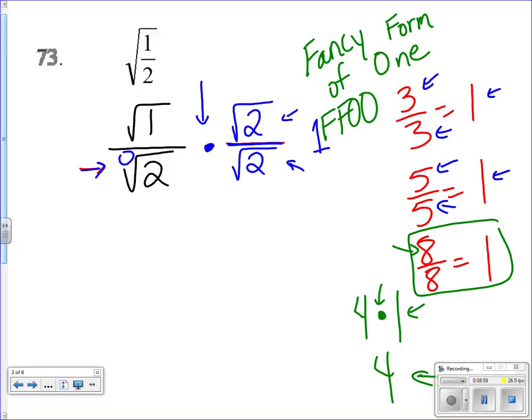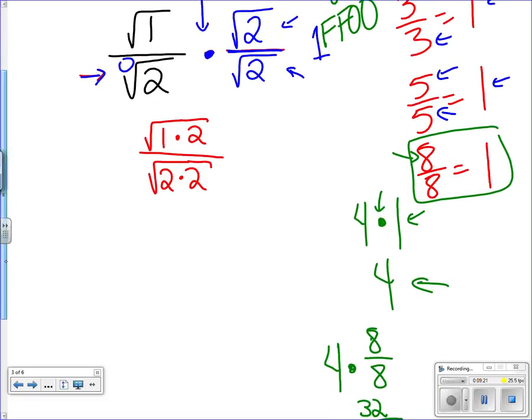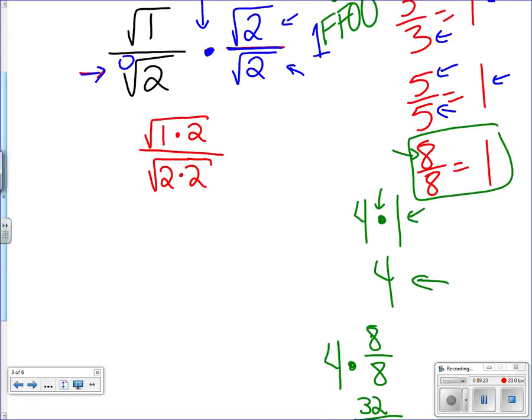And so on top, we end up with the square root of 1 times the square root of 2. You can place that under 1 square root if you want. On the bottom, you have that same thing: the square root of 2 times the square root of 2, or just place it under the same square root. At this point, now we just have the square root of 1 times 2. Well, that's just the square root of 2. And on the bottom, we have the square root of 2 times 2. Well, that's just the square root of 4.